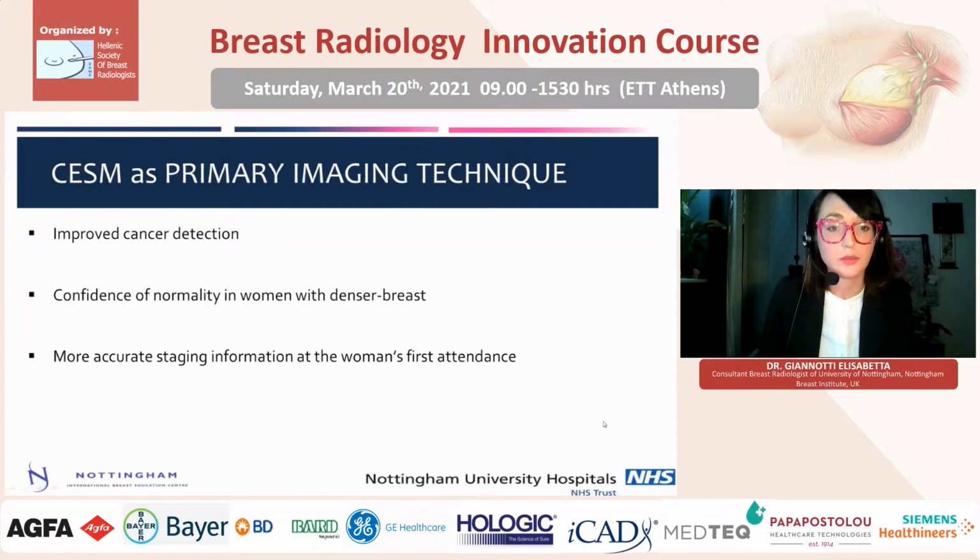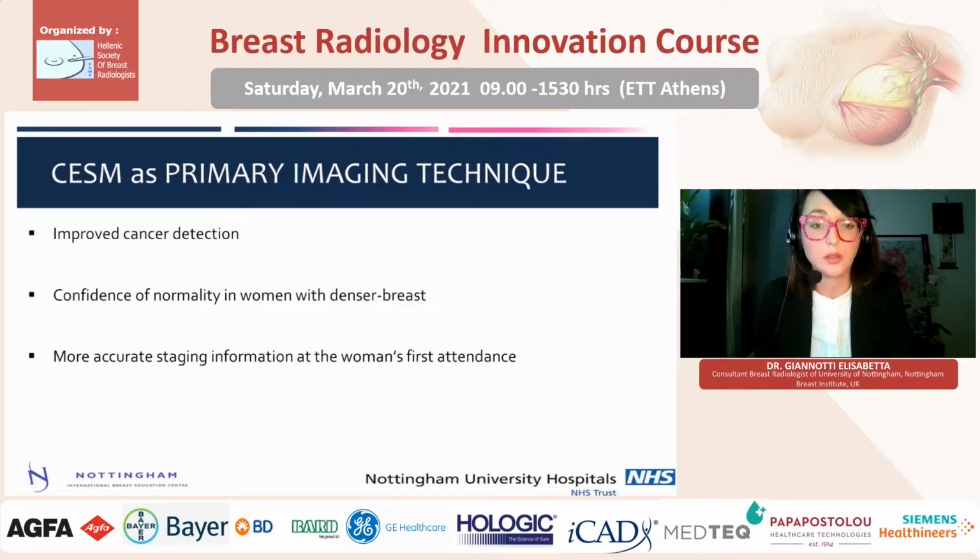So using contrast mammography as a primary imaging technique can improve cancer detection because it increases the sensitivity of the standard mammogram, but it can also increase our confidence of normality in women with dense breast. And if the patient has a suspicious finding, as we do in our clinic, it can give us more accurate staging information at the woman's first attendance, so that we can find more lesions and biopsy at that time that maybe otherwise would have been spotted with MRI and then a second look ultrasound.